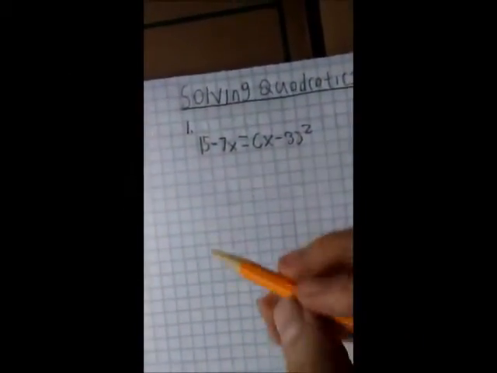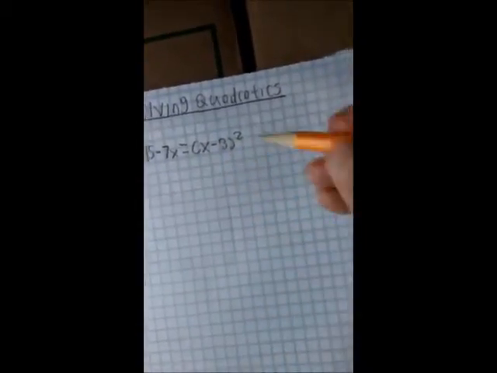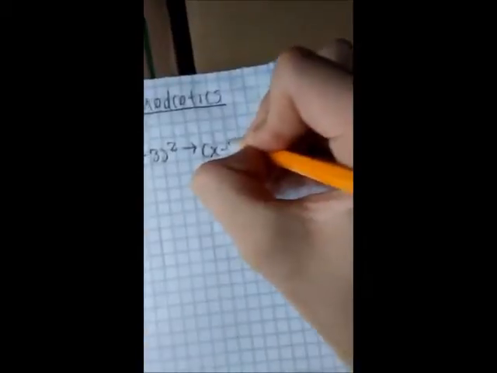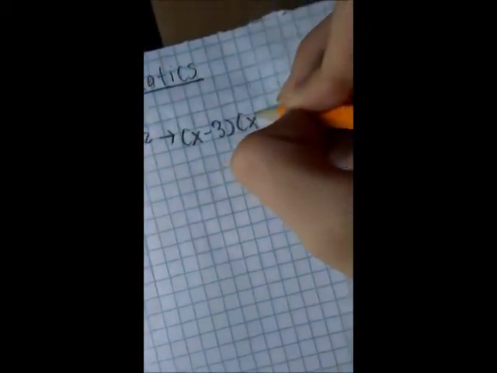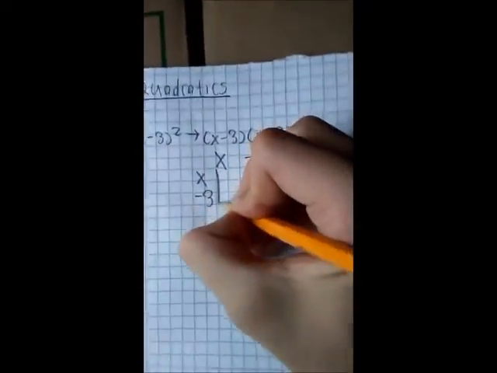How to do much more complicated quadratics. So the first one will be 15 minus 7x equals x minus 3 squared. So in reality, this is really just x minus 3 twice. So you can write it out like that. And what I like to use is the box method. So x minus 3, x minus 3. Create your little box.